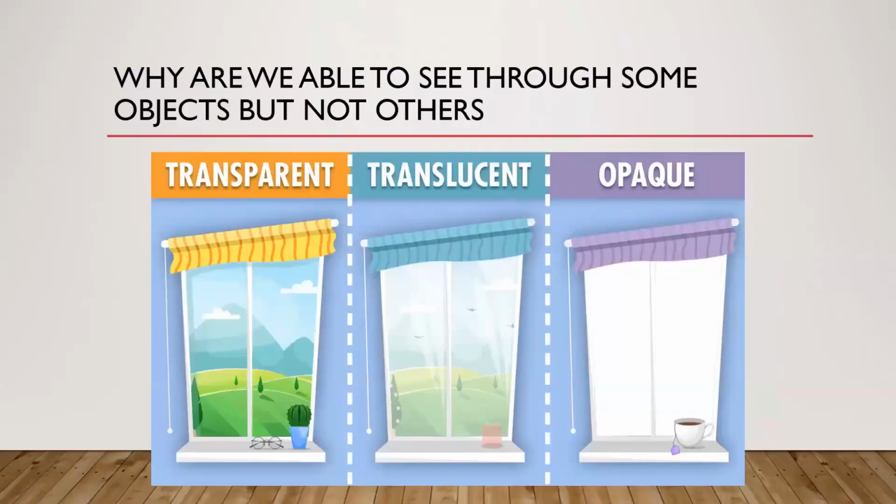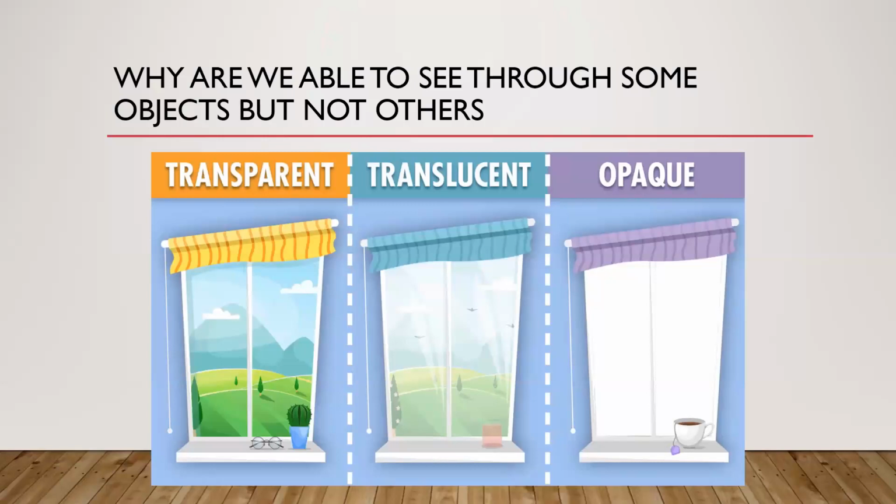So why are we able to see through some objects but not others? In this slide here, we have three types of materials: the transparent, the translucent, and the opaque. Different types of materials allow different amounts of light to pass through them. We can see through an object clearly if it allows most of the light to pass through it. This type of object is known as a transparent object, and one of the transparent objects that we can think of is glass.